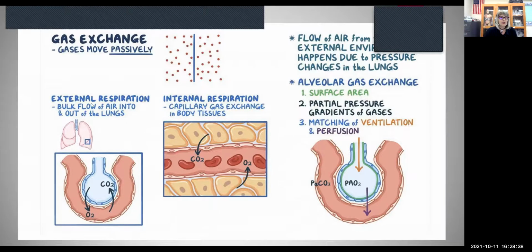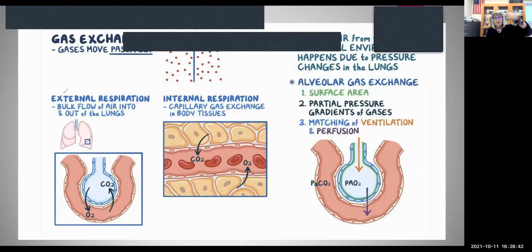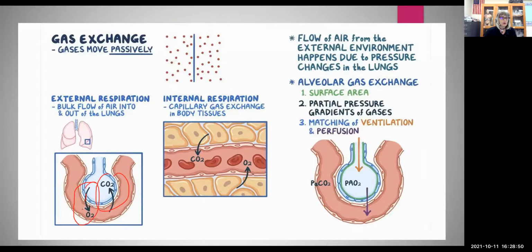As you can see, external respiration is what we just mentioned. All right, so we mentioned ventilation was part one. External respiration is part two, where we have the exchange of CO2 for O2. So now we've got the O2 flowing into the blood.